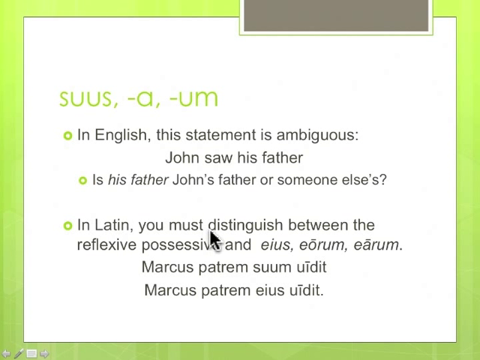In Latin, you must distinguish between the reflexive possessive and eius, eorum, earum. Marcus patrem suum vidit means Marcus saw his father, and it must be Marcus's father, in other words, his own father. Marcus patrem eius vidit means Marcus saw his father, but it can't be Marcus's father. It has to be someone else's father, like Bill or Mark or Tom.